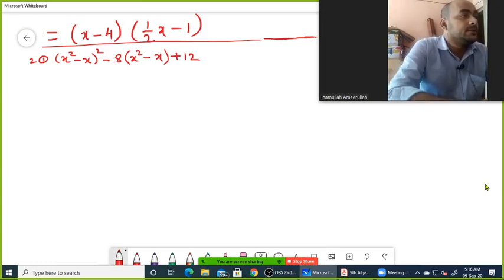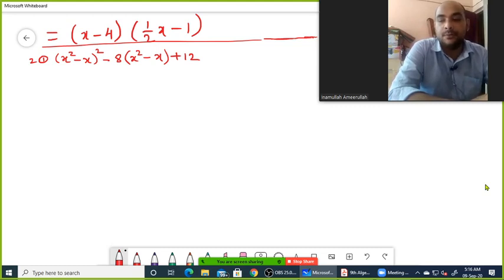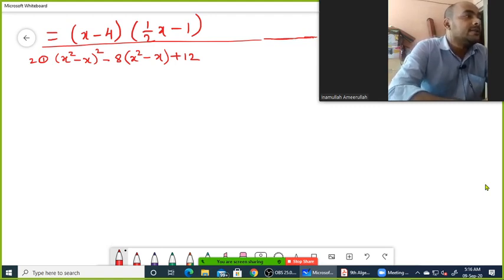Our next polynomial is x square minus x whole square minus 8 into bracket x square minus x plus 12. This is given polynomial. We need to find the factors of this polynomial. So what we will do, we will simply reduce this polynomial to the form of quadratic polynomial, where I can consider let x square minus x is a.